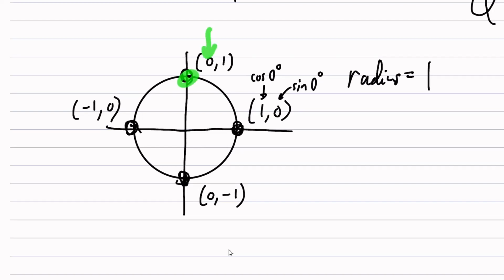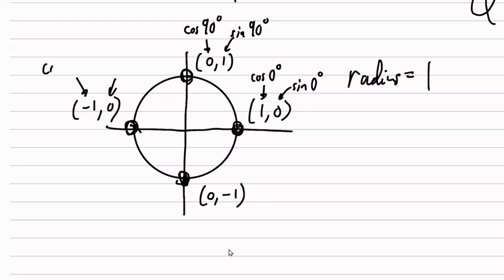How about this guy here? What's the angle that you're making? From the positive x-axis, you rotate anti-clockwise. What's the angle? Until you reach here. What angle is this? 90 degrees. So over here must be cosine 90 degrees, then sine 90 degrees. Make sense?